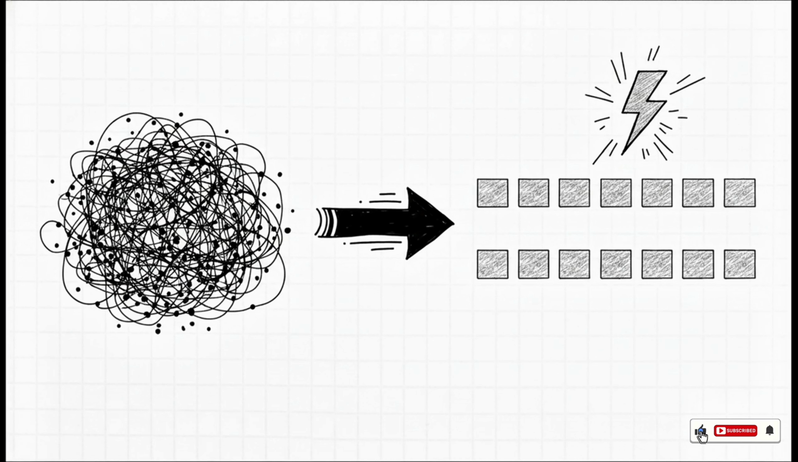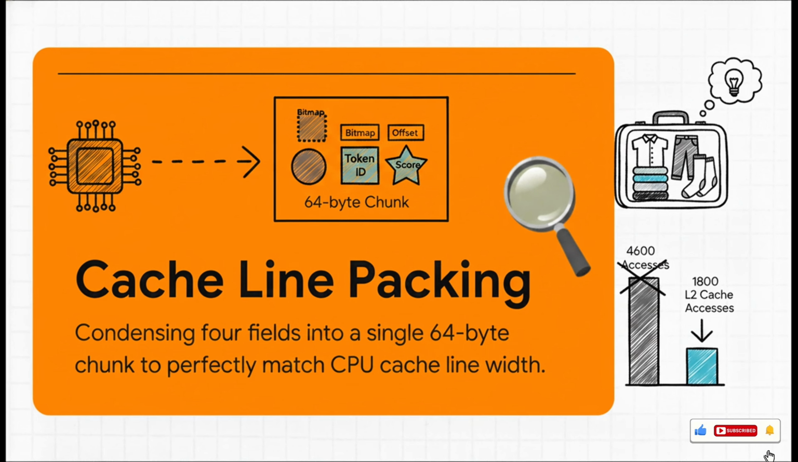Almost overnight, the entire 250,000 token vocabulary fit right into about 9 megabytes of contiguous memory, and the hot working set easily fit inside the CPU's L2 cache. The result? Latency plummeted again from 155 microseconds down to just 68. But they absolutely did not stop there.